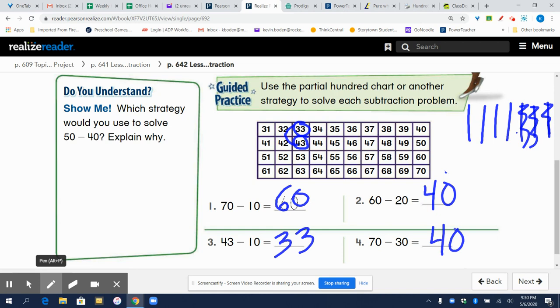We're going to do some independent practice on our own on the next page. So that's where I'll meet you, and I'll see you there.